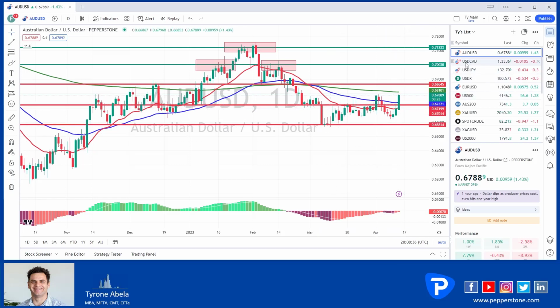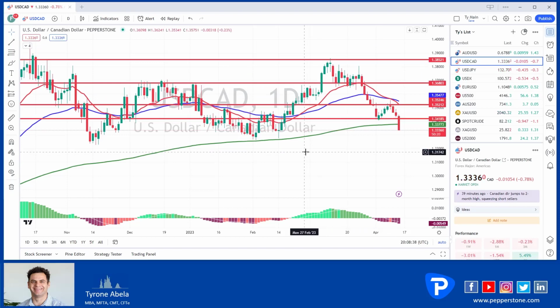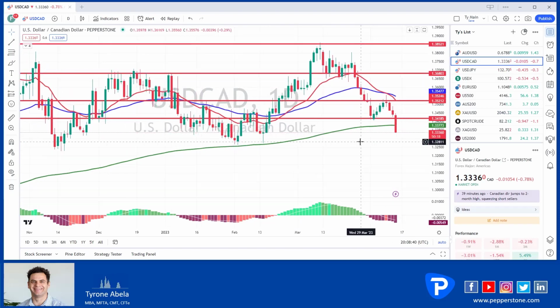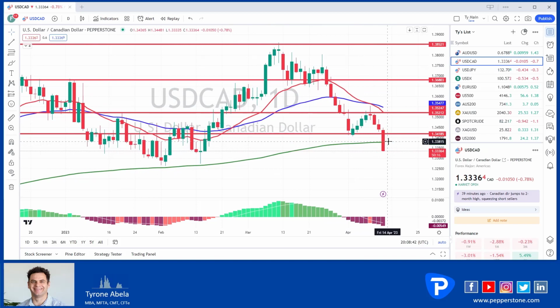All right, we'll move over to the US dollar CAD now. And this one has been a real strong sell-off this week. You can see it's set up pretty well, really. You can see that we've got an evening star pattern here. I was talking about this earlier this week as it was setting up. It wasn't quite an evening star pattern at the time.